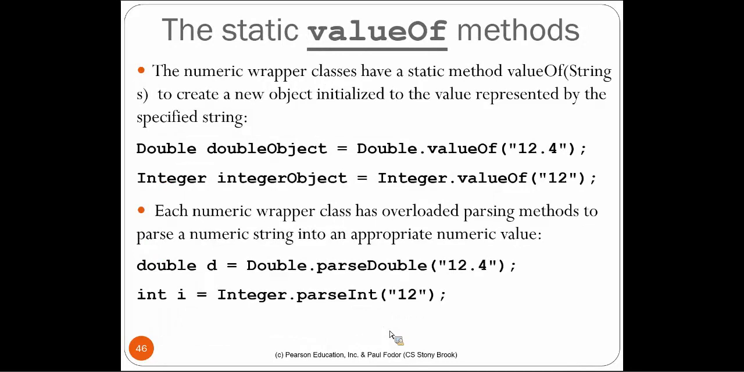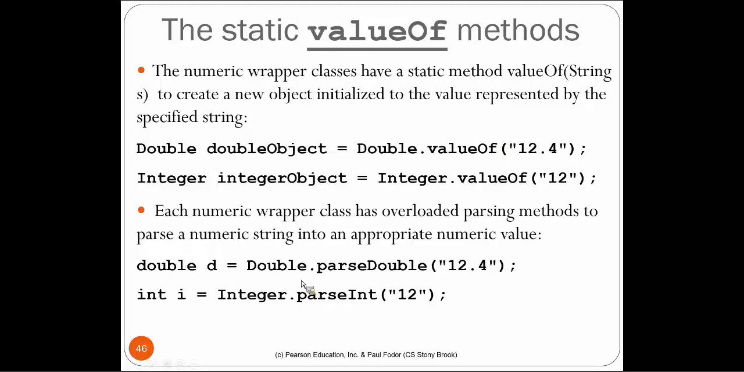The static valueOf method takes a string representation of a number and transforms it into the wrapper type. For instance, it takes 12.4 and we get a Double object that represents that specific number. So it's a static method. We call this method with a string and it returns a reference type object, like a number wrapper type in this case.